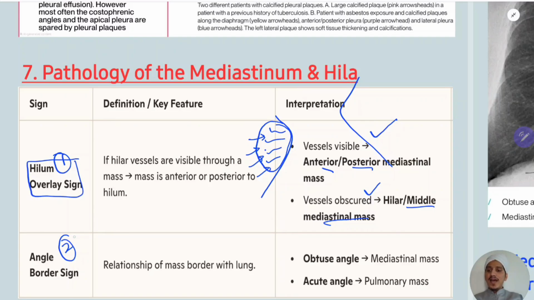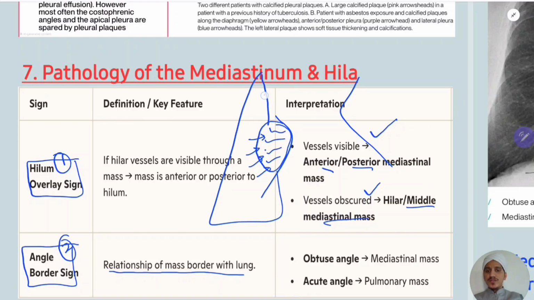The second is angle border sign. It is the relationship of the mass border with the lung. This is the lung, okay. So you see this border. This is the border of the mass and this is the border of the lung. So this is the angle. This is known as the angle border.